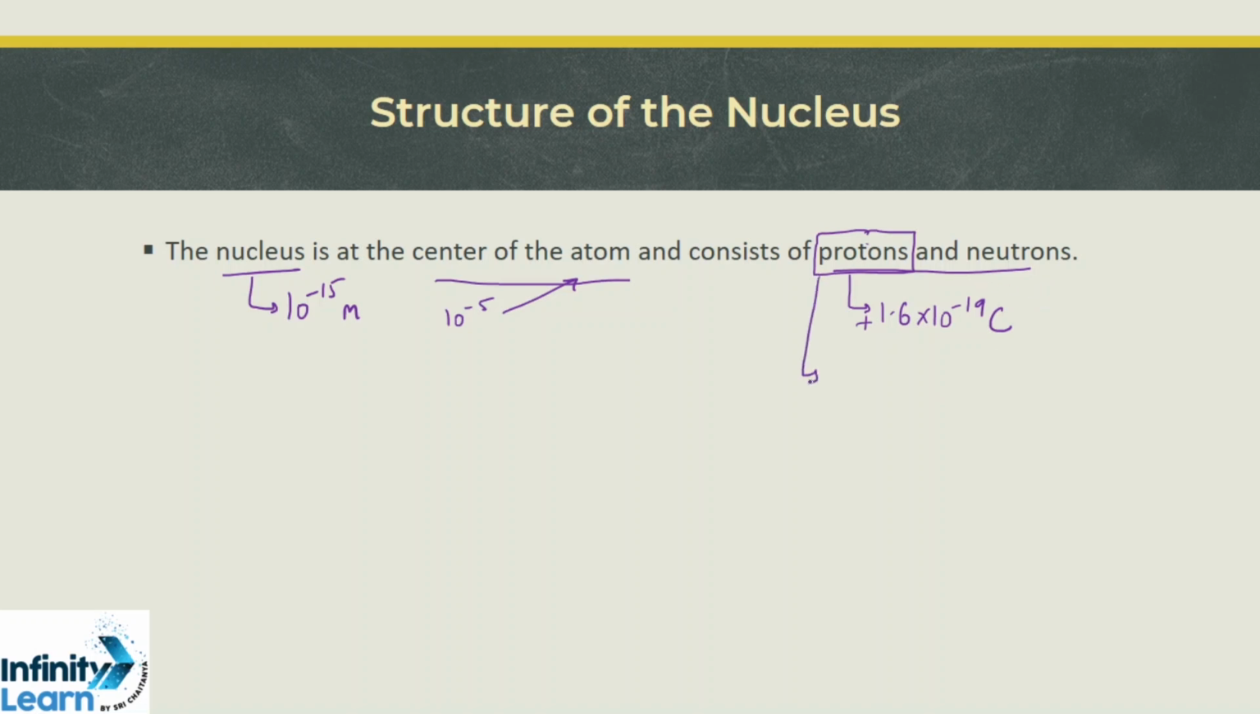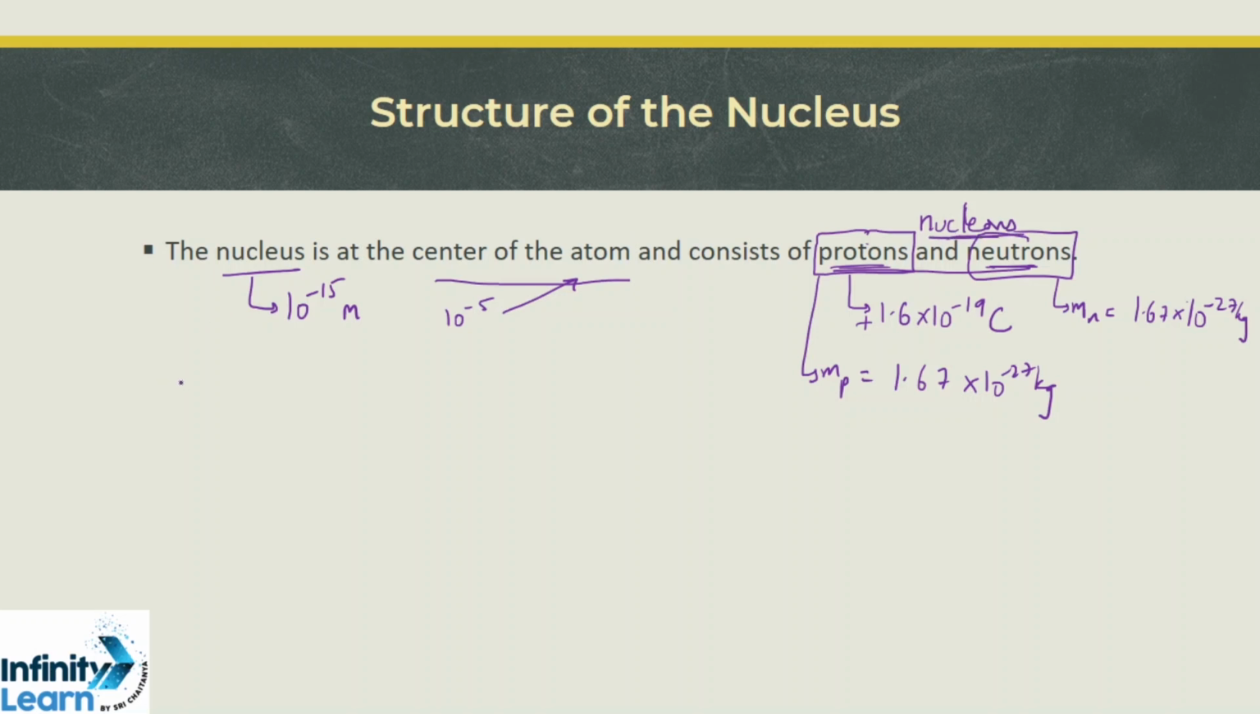The mass of a proton is 1.67 into 10 raised to minus 27 kg, and the mass of a neutron is also very close to the mass of a proton. It is slightly higher than the mass of a proton, but roughly it is also 1.67 into 10 raised to minus 27 kg. Now the nucleus is made up of these protons and neutrons, and these are also called nucleons as they are found in the nucleus.